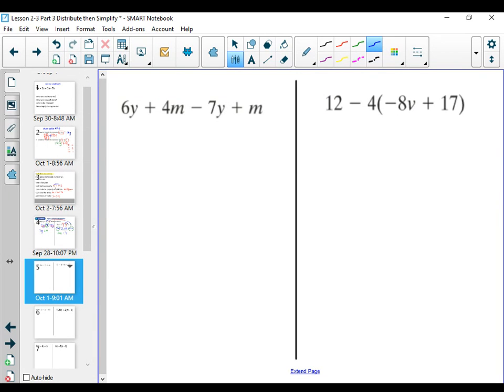Warning, warning, warning. That is not a subtraction. It is a negative trying to trick you. Circle it, box it, put parentheses around it. Something. You can't just leave it.